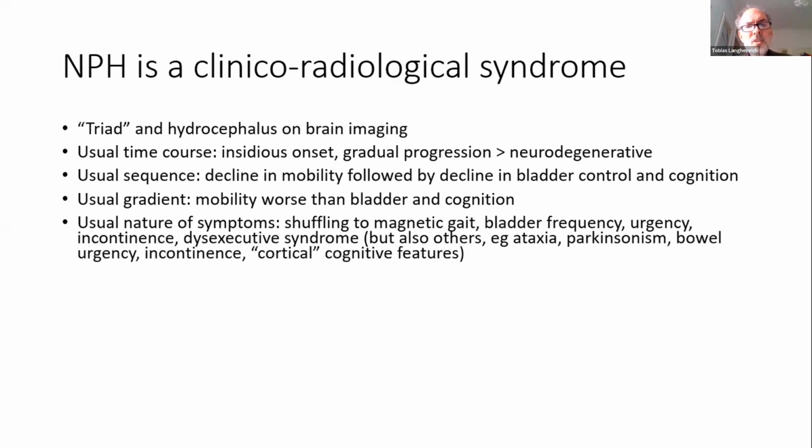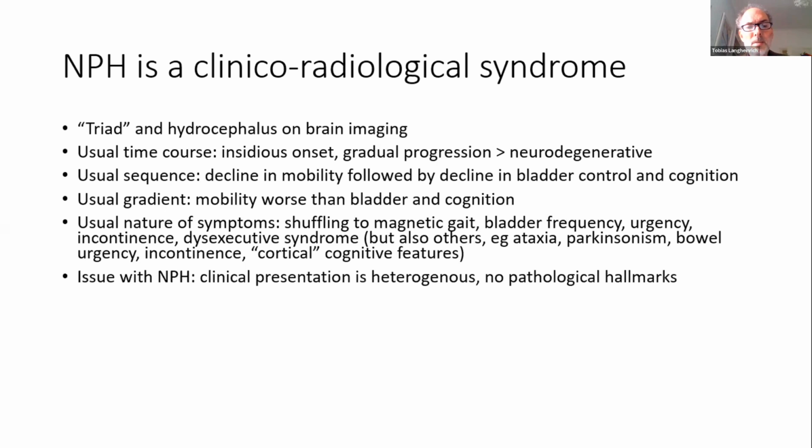And the nature of symptoms usually is a shuffling magnetic gait, bladder frequency, urgency, or incontinence. They have a dysexecutive syndrome from the cognitive viewpoint, but there are also other presentations: ataxia, they can be Parkinsonian, they can have bowel urgency, incontinence, and certainly they can have cortical cognitive features. I will come back to that later.